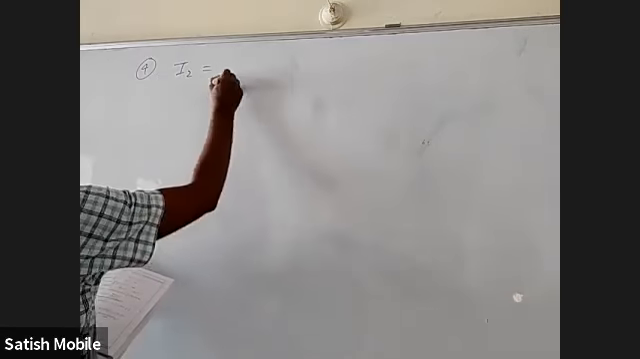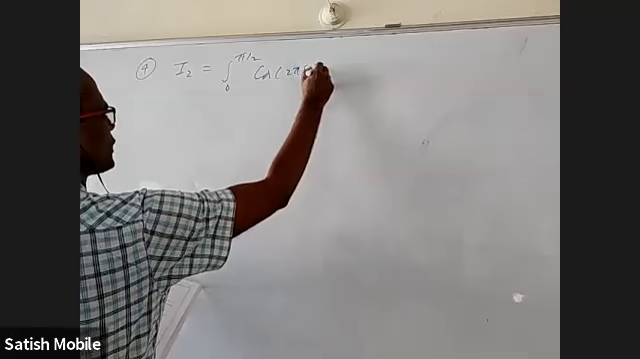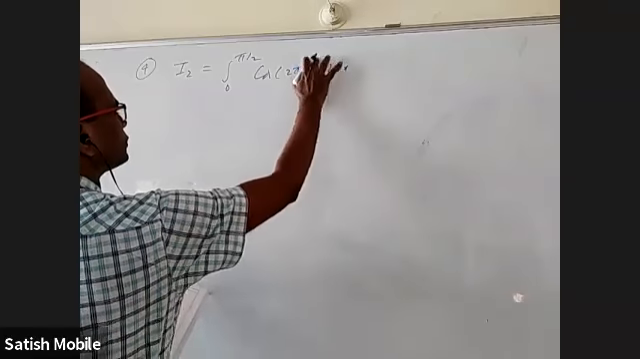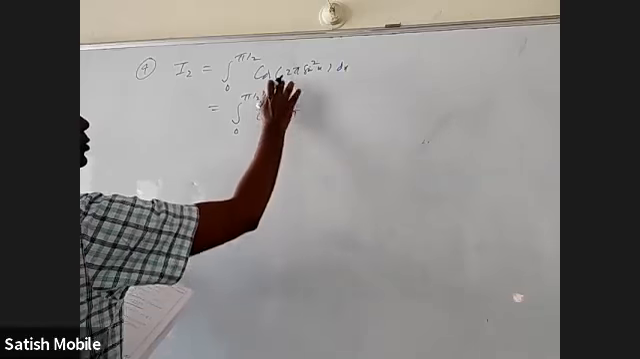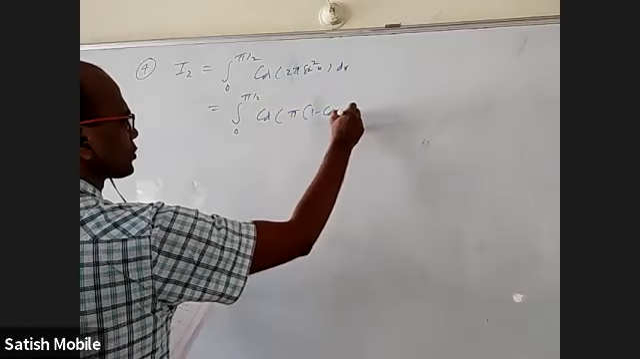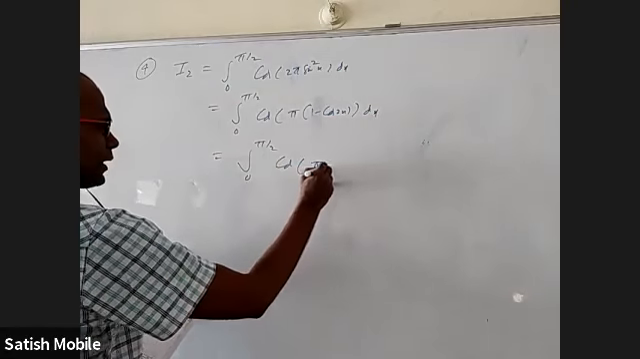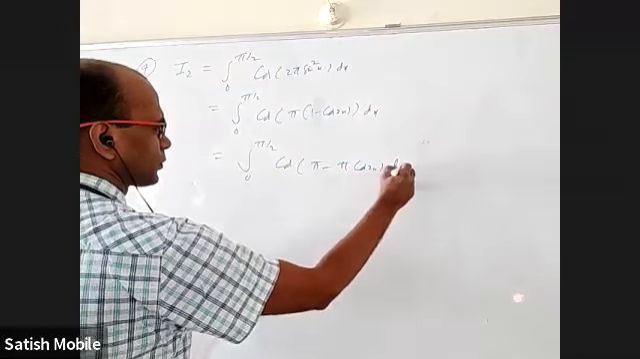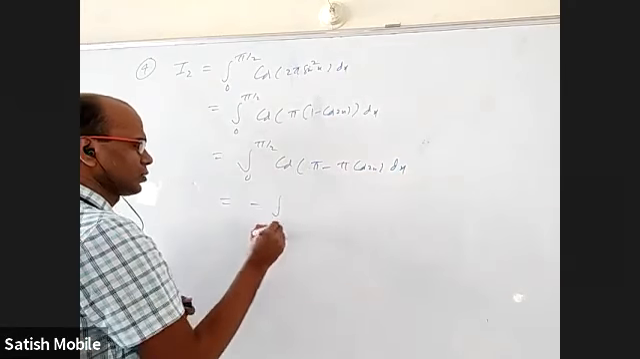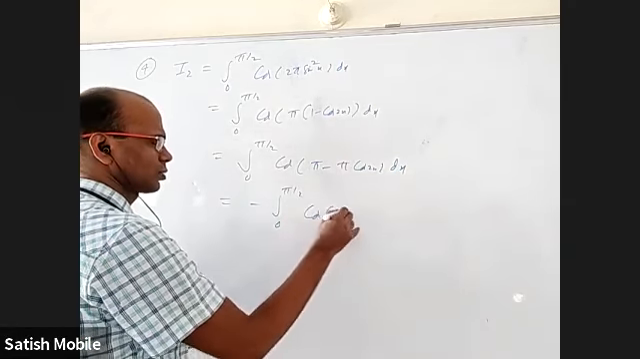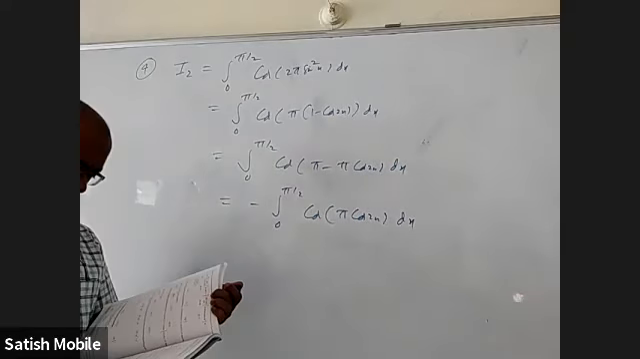Okay, I2 is 0 to pi by 2 cos of 2 pi sine square x dx. That is 0 to pi by 2 cos of pi into 2 sine square x. I can write 1 minus cos 2x. Cos of pi minus pi cos 2x dx. Cos 180 minus theta is minus cos theta. So I'll get minus 0 to pi by 2 cos of pi cos 2x dx. They want us to compare I2 with I3.